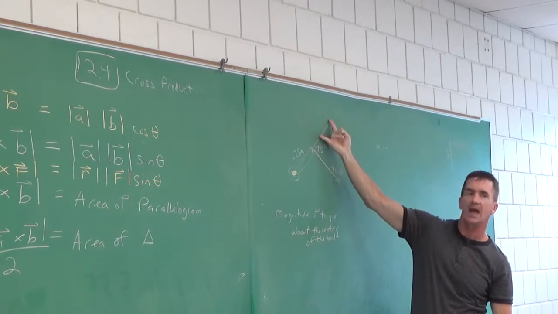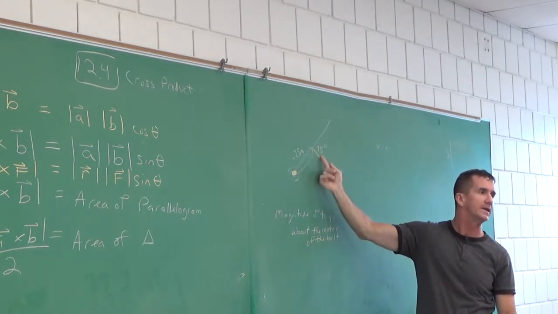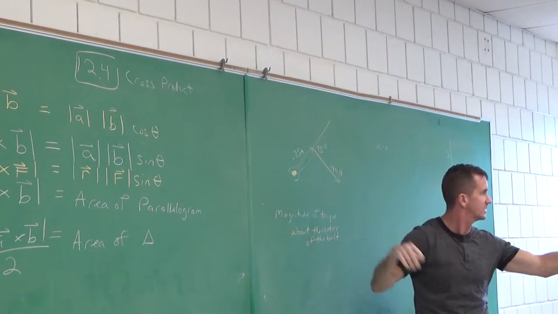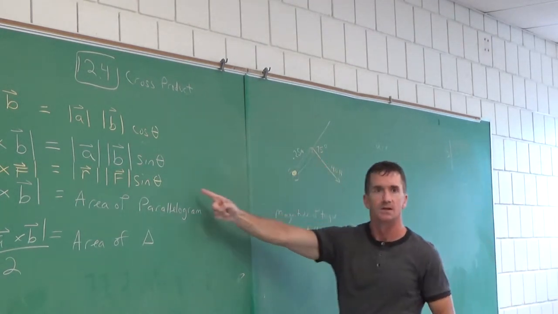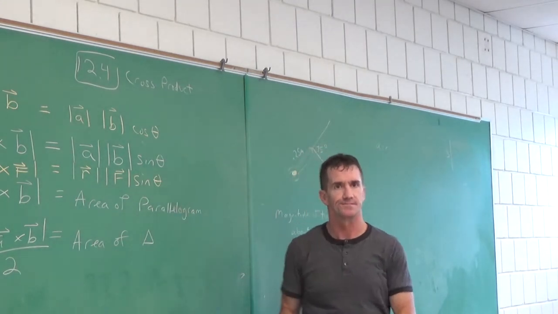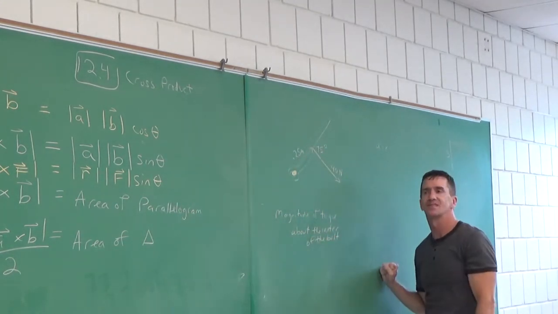So the angle between these vectors, you don't have to do 180 minus 75 or anything. I didn't want you to think you got to overthink the problem. The theta we're going to use in this math form is going to be the 75 degrees. So the position is also in the same direction, so you don't have to change the sign. That's exactly it.